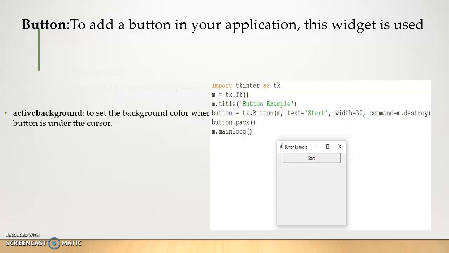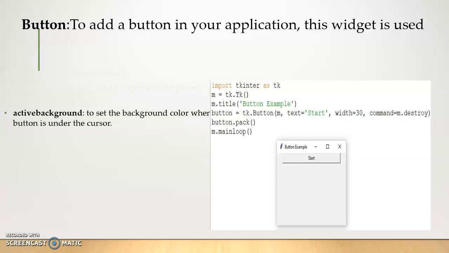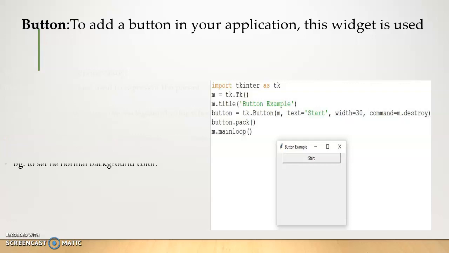Now there are several options over here. In place of option, you can write several parameters, and the value of the parameters can be written beside it. So activebackground can be one parameter to set the background color when the button is under the cursor. Then activeforeground to set the foreground color when the button is under the cursor. Then third, background color. Then command to call a function, and finally font to set the font on the button label. Image to set the image on the button.